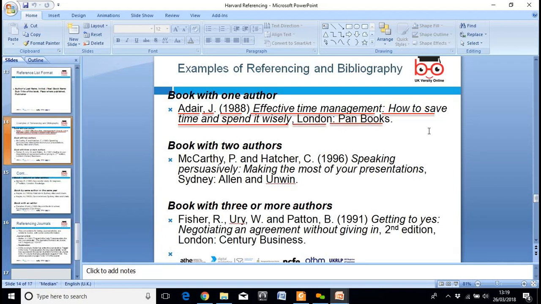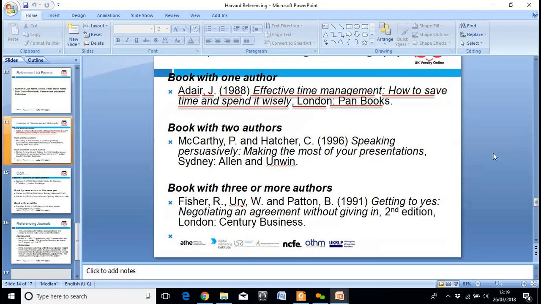Examples of referencing and bibliography. ATHE, 1988, Effective Time Management: How to Save Time and Spend It Wisely, London, Handbooks. McCarthy and Hutcher, 1996, Speaking Persuasively: Making the Most of Your Presentation, Sydney, Allen and Unwin. Those are the publishers on there.